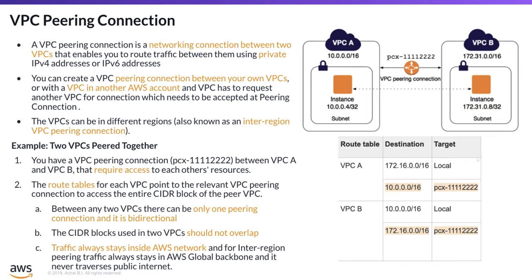So the network never traverses the public internet. You need to understand that when we use a VPC peering connection, we can communicate between the instances using a private IP address. That is the reason we are trying to establish this whole connection here.